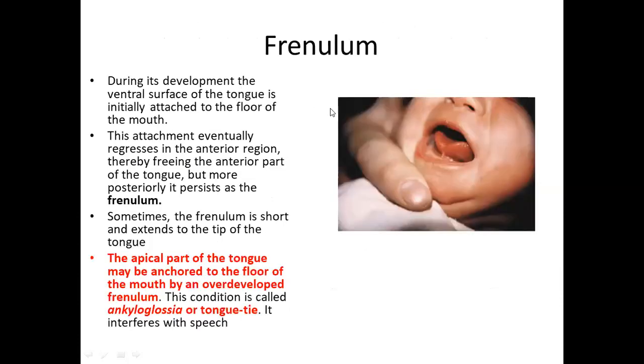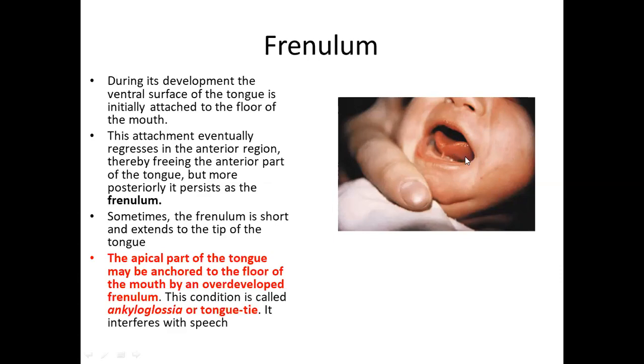Then during the development of the tongue, the ventral surface of the tongue is initially attached to the floor of the mouth. That is why at birth, the oral and the pharyngeal parts are both present in the oral cavity itself. Then eventually it will regress from anterior to posterior, so the pharyngeal part starts migrating into the oropharynx, the oropharyngeal part of the pharynx.